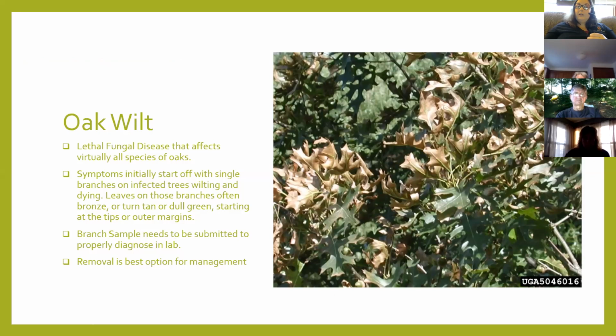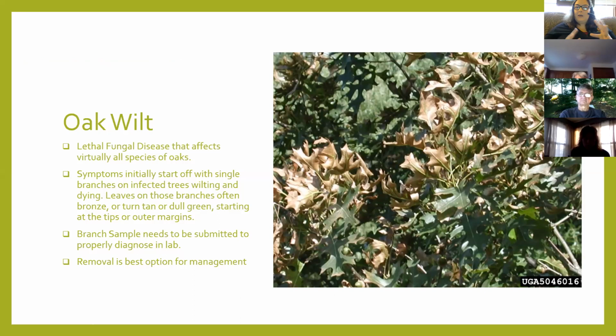Then we have oak wilt. So like I said, there were going to be a few things on here that are going to be lethal. So this one is a lethal fungal disease. And it can virtually affect all species of oaks. So there's not an oak that is not going to get it. So things to look out for if you have oak trees is usually there's a sudden single branch that'll die off and wilt.